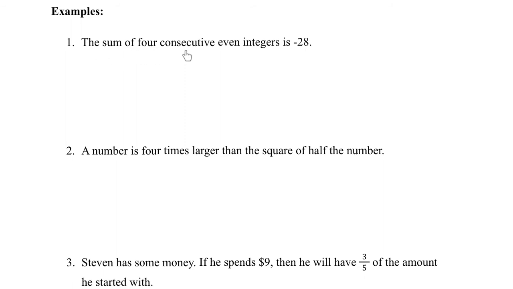So we have: the sum of 4 consecutive even integers is negative 28. Now the instructions here are just to translate this. So I'm not looking for what the integers are. That will come later. For now, I just want you to translate this into a mathematical equation. So let's look at some of the words that we see here. The first word that I come to is sum. And hopefully all of you know that the word sum means to add. So that means we're going to be adding some stuff. Now, I see the word 4 there, but that doesn't mean that 4 is going to appear in the problem, because it says 4 consecutive even integers.